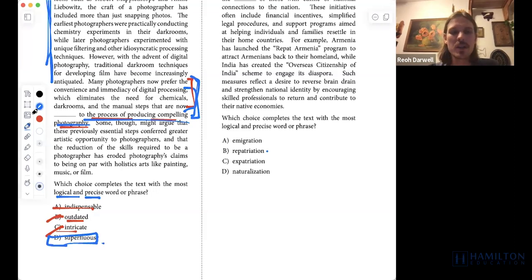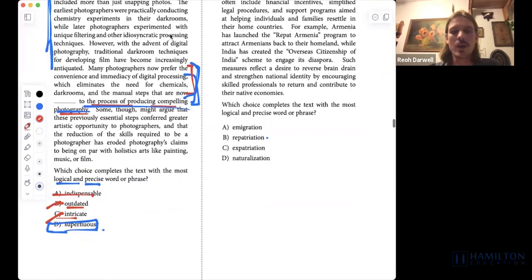We also would not typically use outdated in that sort of prepositional sense. We wouldn't say outdated to the process, right? We might say that the process is outdated, but we might not say that these steps are outdated to the process, right? But we would say that they're superfluous. So it's logical for that reason. It's more logical for that reason, and it's more precise for that reason, which is why we'll go with D.